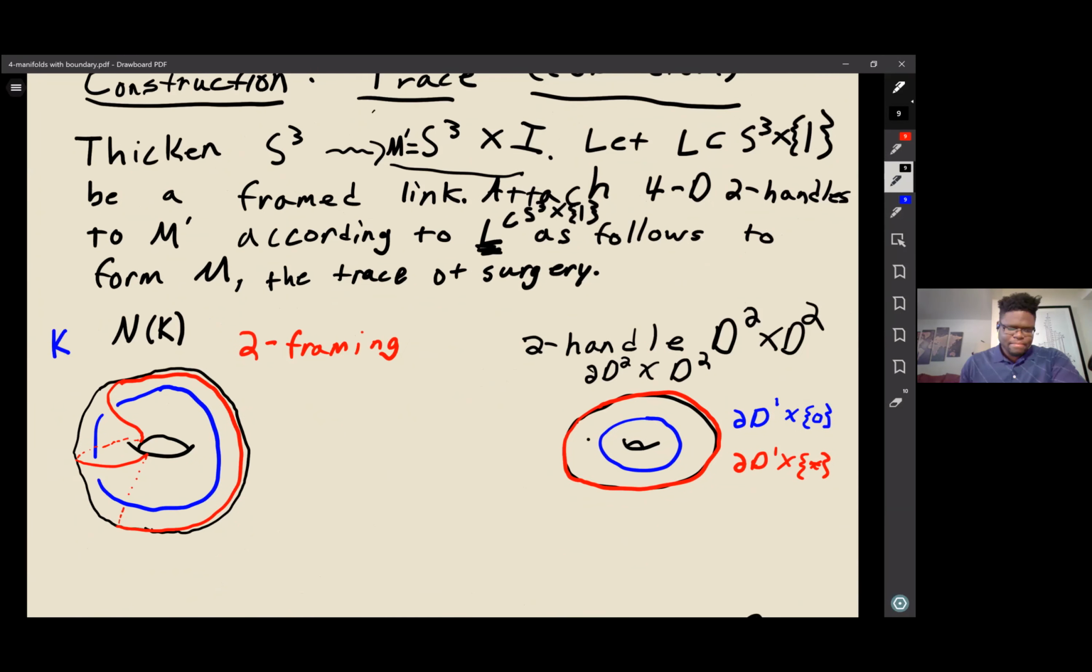as follows. We're going to attach these four-dimensional 2 handles to this framed link inside of S3 times 1 to form M, which is what we will call the trace of surgery. So K is a component of our framed link. And here I've drawn K as the component in blue. The framing, which here I've drawn is the 2 framing of the knot, is in red. And I've drawn it on the boundary of a regular neighborhood of K.